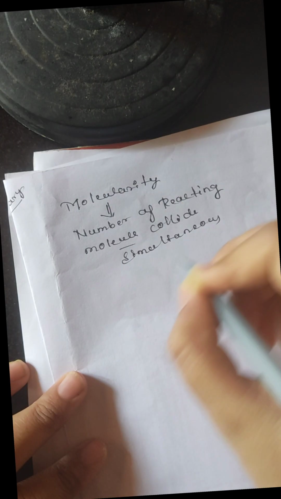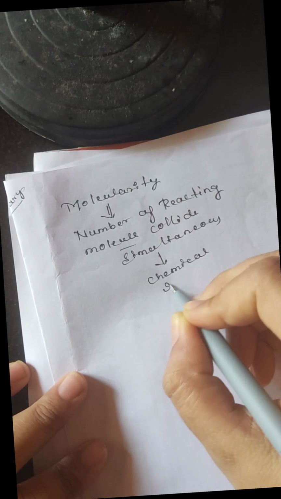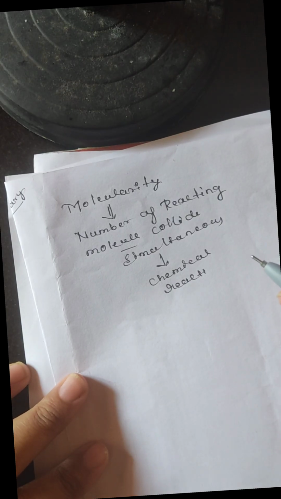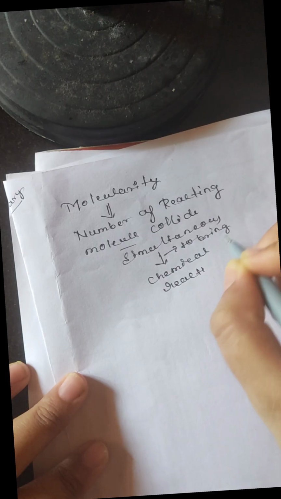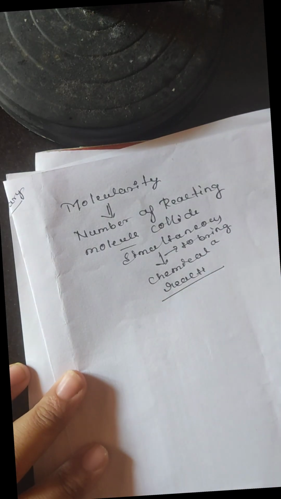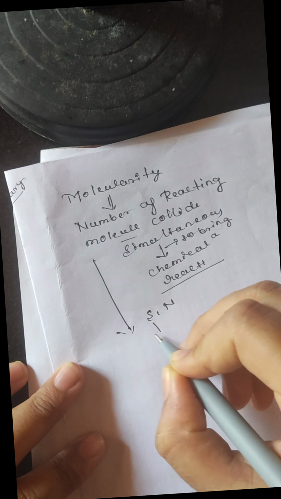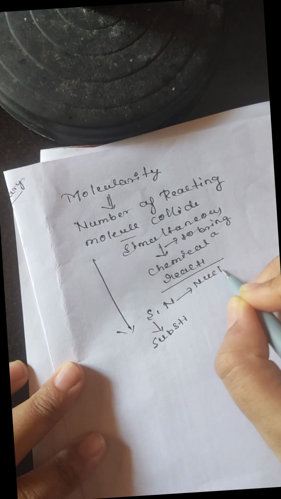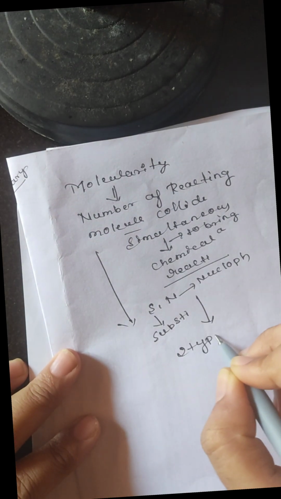Okay, our next concept is molecularity. Molecularity means the number of reacting molecules colliding with each other simultaneously to form a single chemical reaction. First let's see molecularity examples: SN1 and SN2. SN1 is unimolecular, and SN2 is bimolecular. In the case of A to C, as given earlier, it is termolecular. So first uni, bi and tri.